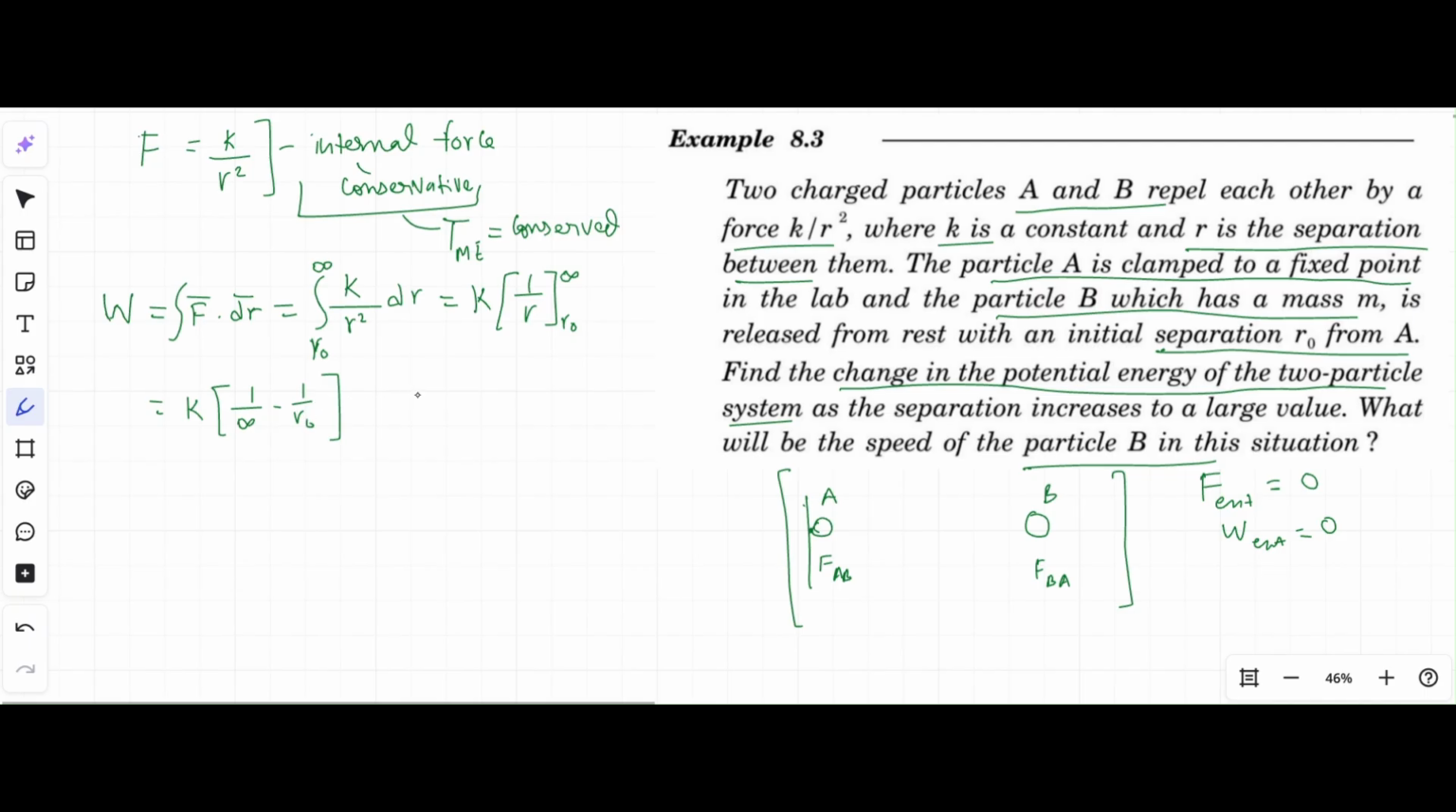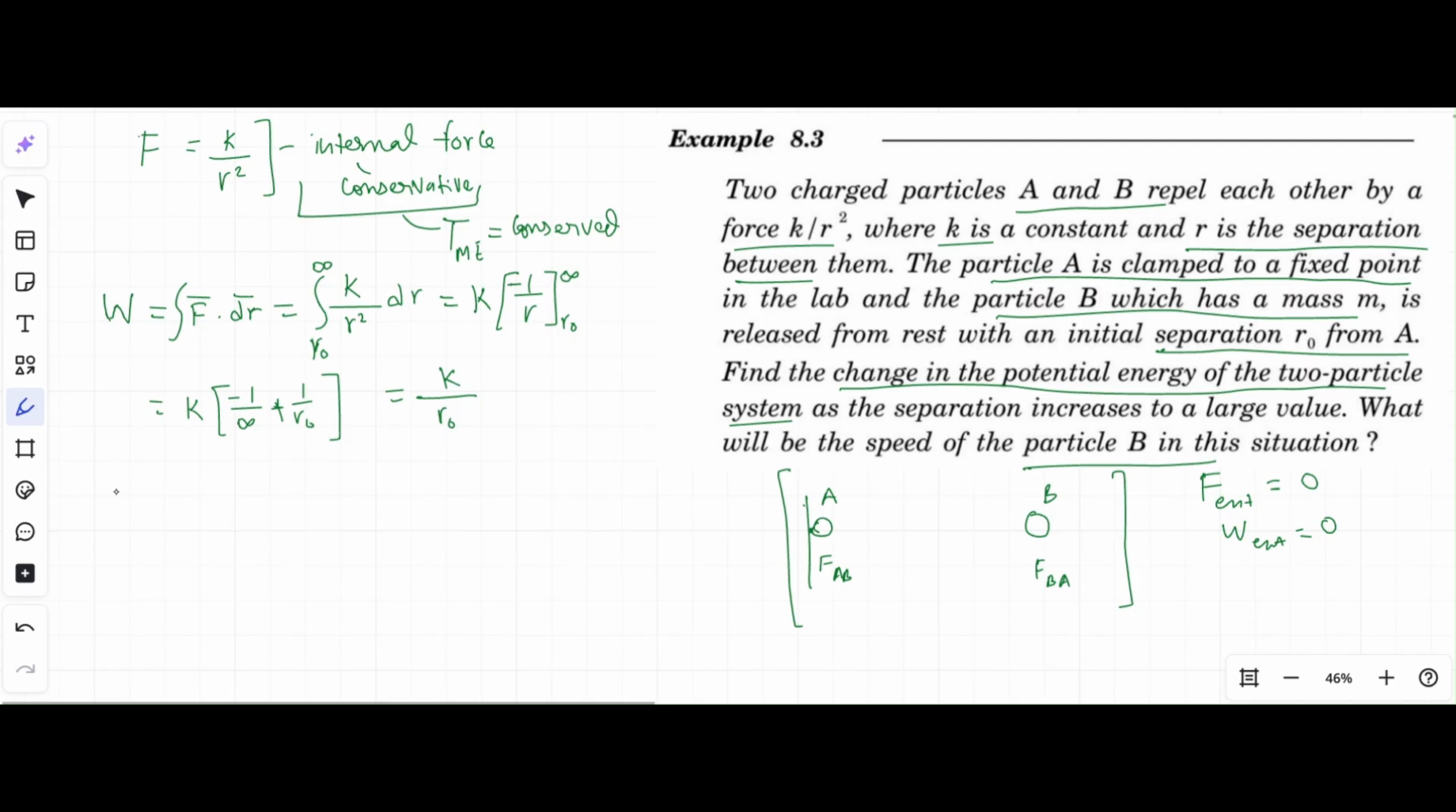So this whole thing becomes, so this thing here was already minus 1 by R. Integration of 1 by R square will be minus 1 by R. So this is minus 1 by infinity plus 1 by R naught. Since minus 1 by infinity will be 0, so this thing becomes K by R naught.